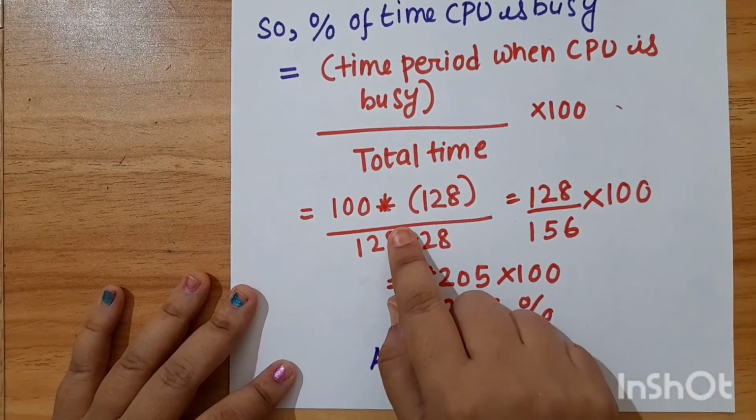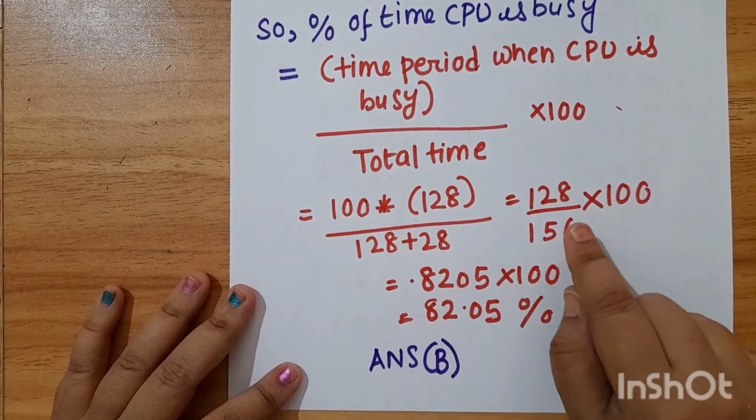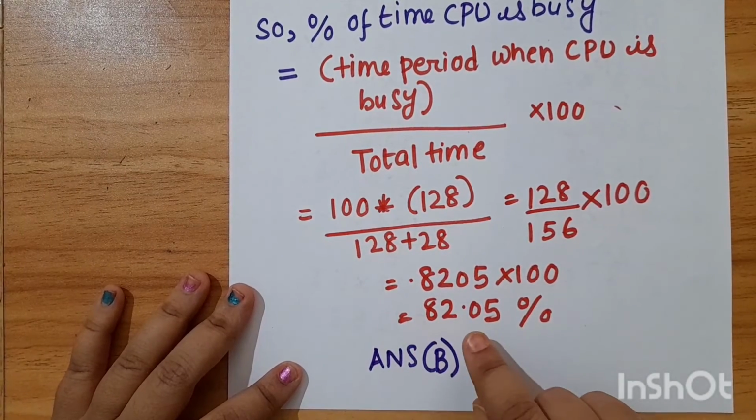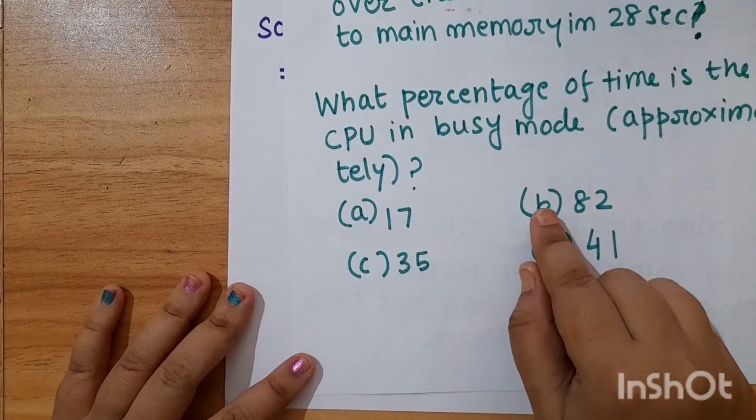So 100 multiplied by 128 divided by 128 plus 28. That is 128 by 156 into 100. That is 82.05%. The answer is option B. Here option B is the answer.